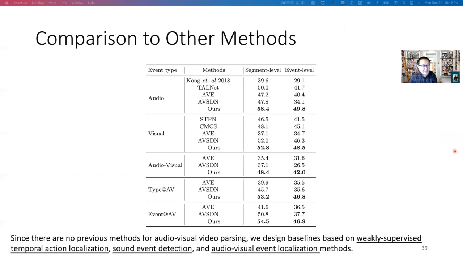Since there's no present method for audiovisual video parsing, we design baselines based on weakly supervised temporal action localization, sound event detection, and audiovisual event localization methods. Compared to the baselines, our method shows better performance in terms of both second-level and event-level metrics. Here are audiovisual video parsing results.